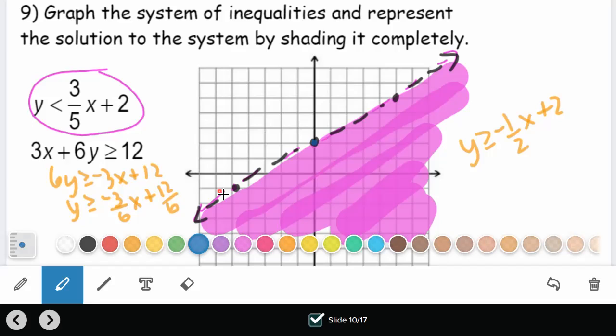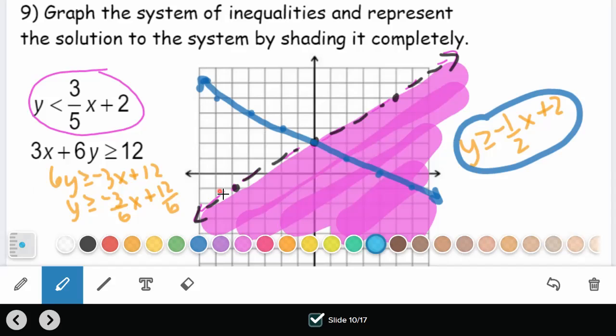This one's going to be going down 1, right 2, down 1, right 2, down 1, right 2, up 1, left 2. Okay. And then this is going to be a solid line. And then this one is greater than. So that means I'm going to shade above. Okay, so I'm going to get a highlight. And so I'm going to be shading above my blue. Above my blue.